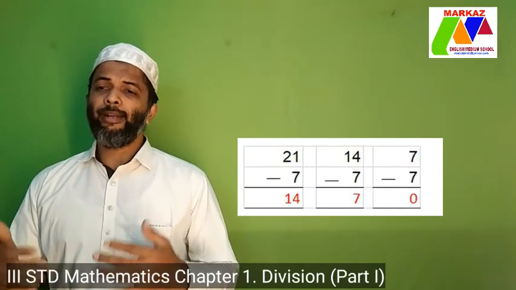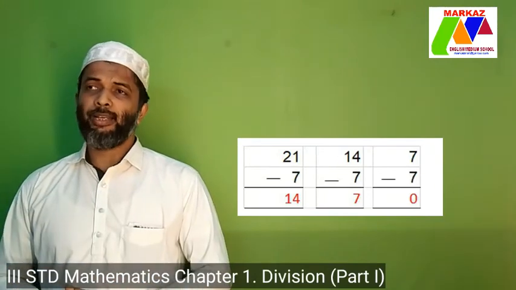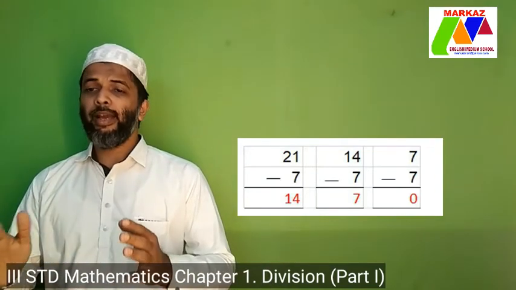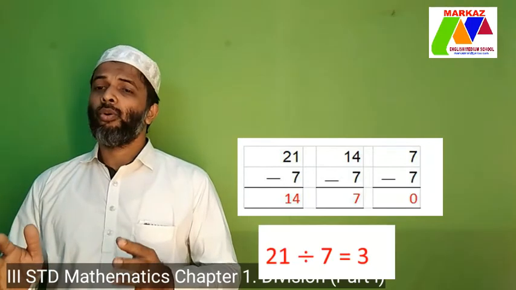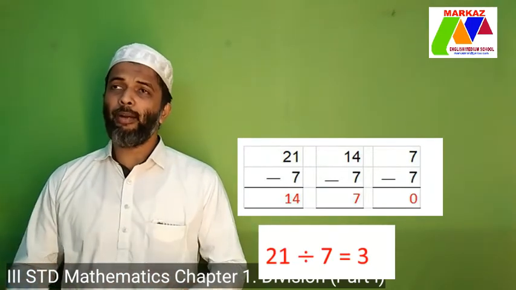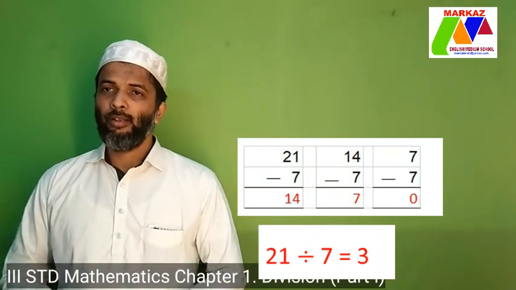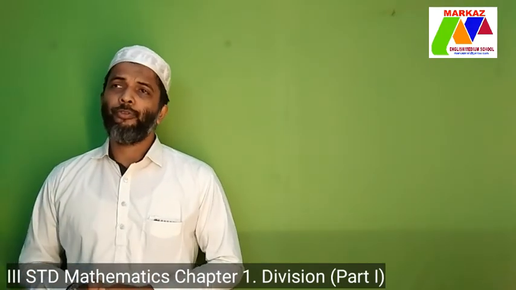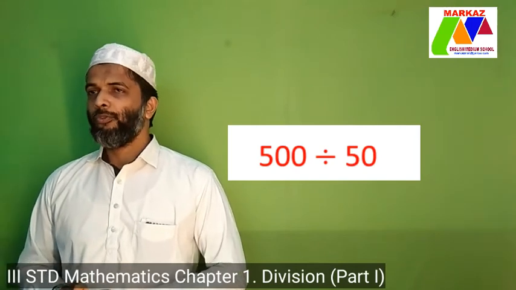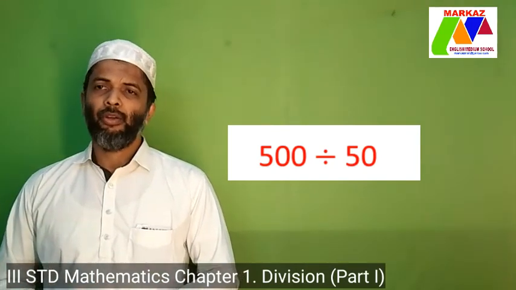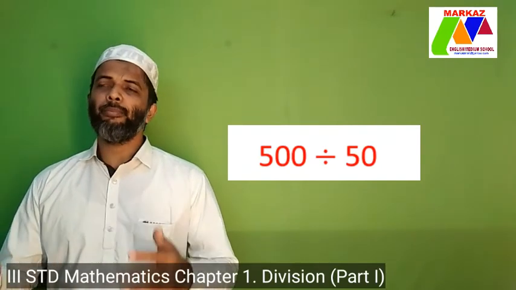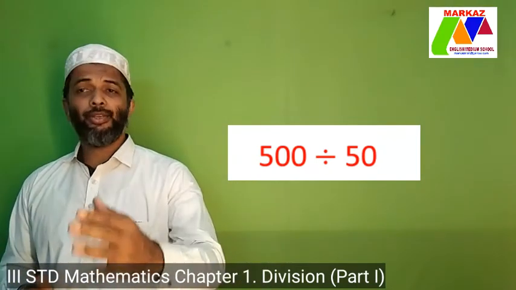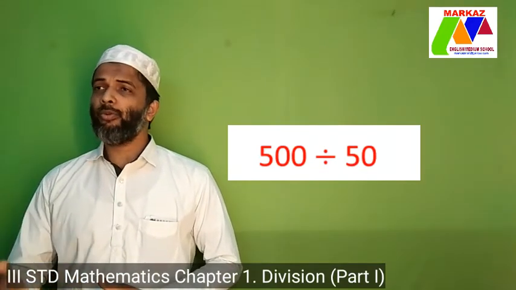Here, we divided 21 into 3 pieces. That is 21 into 7, 7 and 7. Now, we will get an answer from here. So, by repeated subtraction, 21 divided by 7 is equal to 3. Do one more question. This is the last one. Write down the question. 500 divided by 50. Find the answer doing the repeated subtraction method. Subtract 50 again and again until you get 0. Pause the video again and try to find your answer.